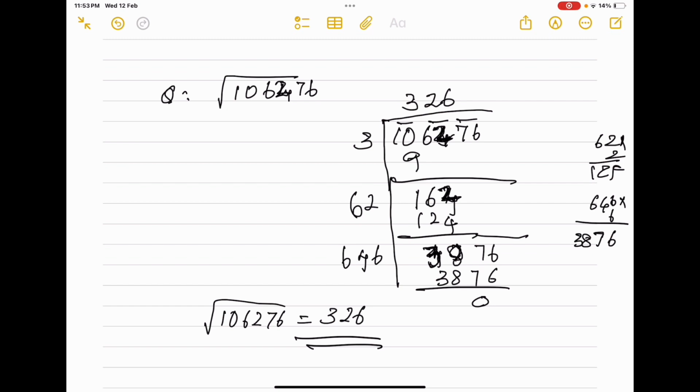326. I gave 4 types of questions, that is 3-digit number, 4-digit number, 5-digit and 6-digit number. The numbers which are perfect squares.